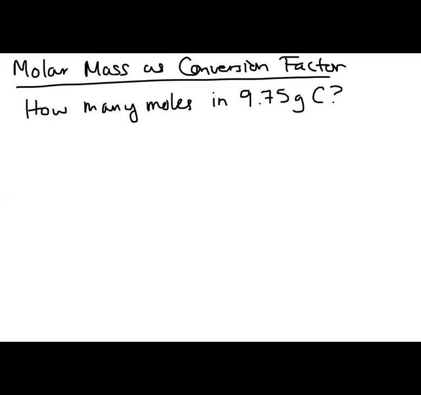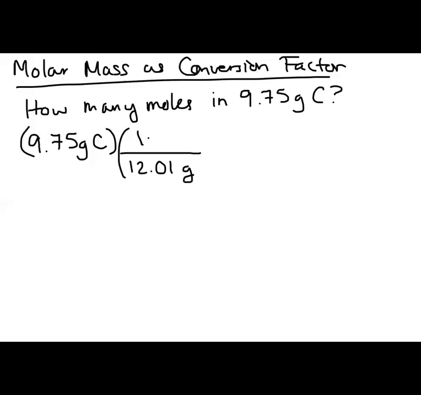So if we start with 9.75 grams of carbon, we're going to have to put grams on the bottom because we're finding out how many moles. 12.01 grams per 1 mole of carbon. And that will give you 0.812 moles of carbon, which makes sense because 9.75 is less than 12.01, so you're going to expect to have less moles because each mole is equal to 12.01. So it's going to be less than 1 mole.